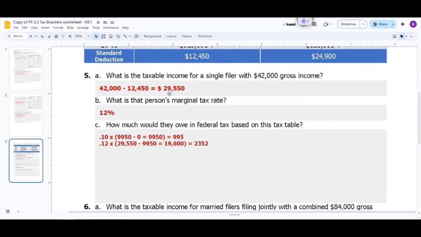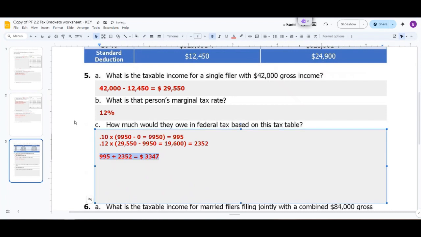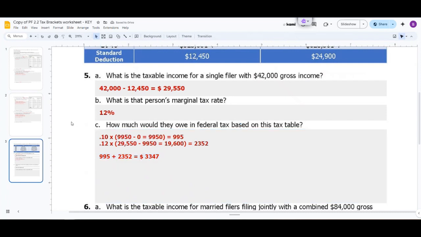We're going to stop at the last taxable dollar they earned, 29,550, but we need to subtract out the dollars that were taxed at 10%. So we subtract out that 9,950, leaving us with 19,600 in that second range. 12% of that is 2,352. We add that together, we get 3,347.